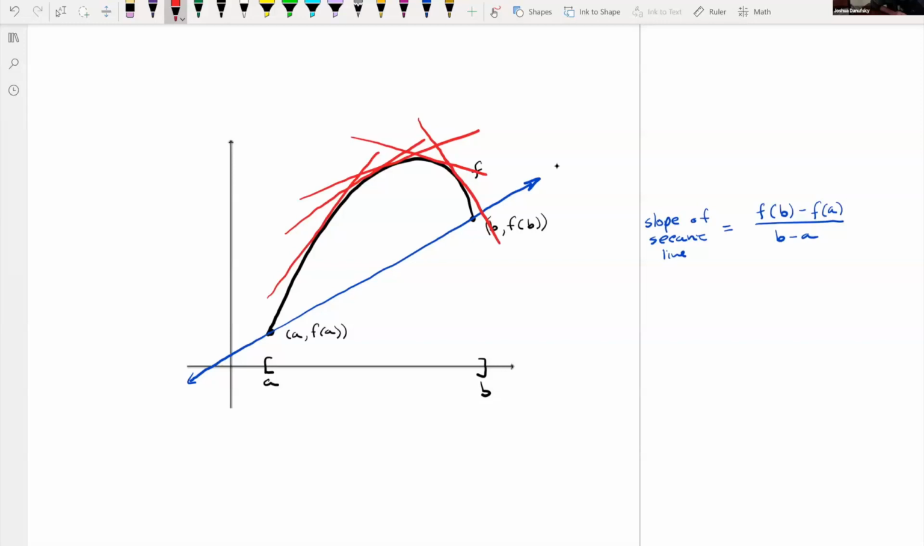Is that believable, first of all? Give me a thumbs up if that's believable, that there exists somewhere in there a tangent line whose slope is going to be parallel to the blue line. Yeah? Okay, cool. So let's go ahead and try to sketch it as best we can. Maybe something like that. Maybe right there is the point of tangency. And so we're going to call that c.